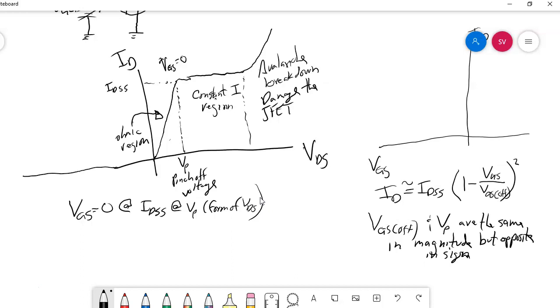So let's look at this in another way. I'm just going to show some minus gate to source voltages here. We'll pretend for this particular JFET that we end up getting a gate to source voltage of minus 4 volts. This is our cutoff. So this is our VGS cutoff. In this example, minus 4 volts. This changes based on the type of JFET that you select. So this right here varies.